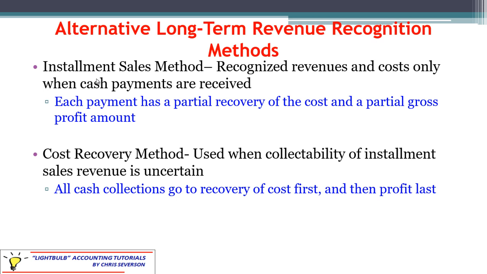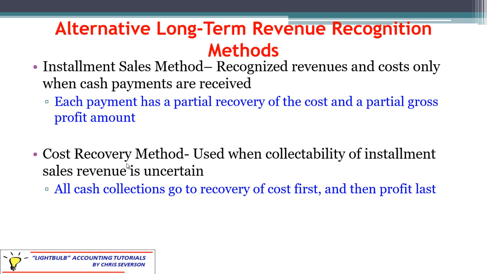So what happens in this case is, under the installment sales method, revenues and costs are only recognized when the cash payments are received. And when this takes place, each payment that comes through, part of it's going to be considered recovery of the cost, and part of it's going to be considered gross profit. So every payment that comes through gets split out between those two components.